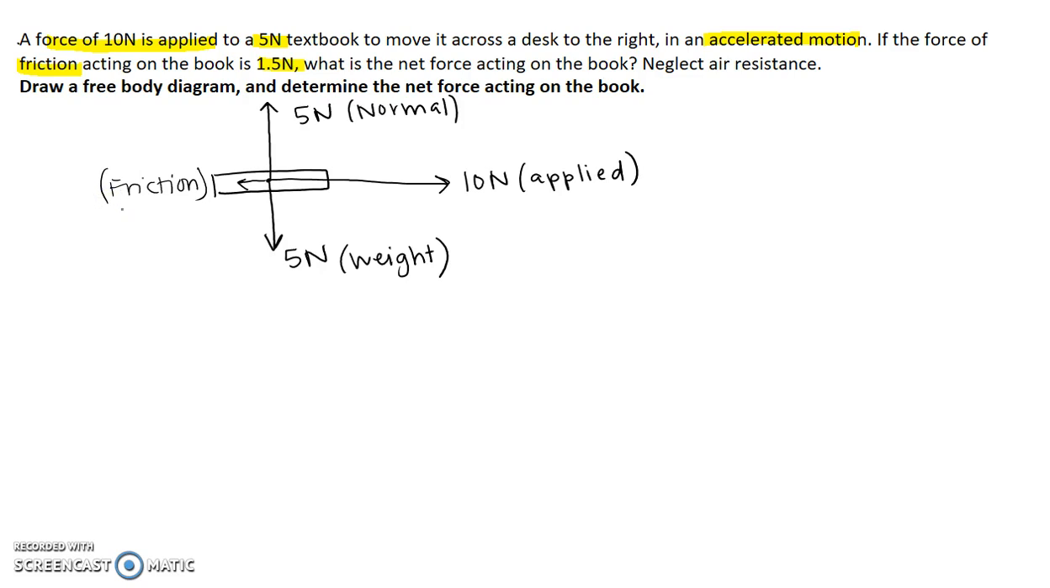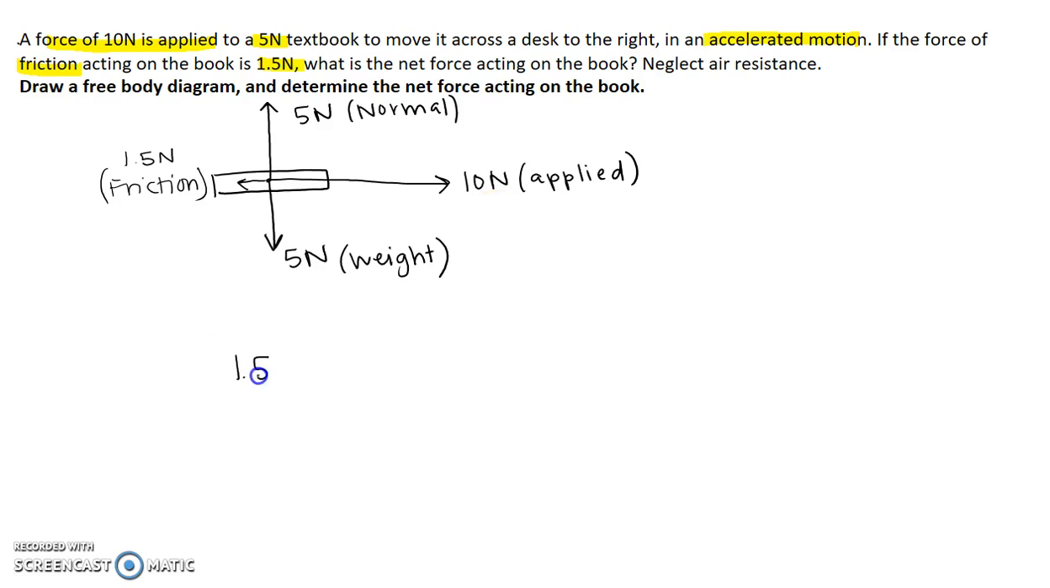Now I am looking for the net force. And so the net force is the difference between all the forces when you add them up together. So I have 5 down and 5 up, which means those cancel out to give me no net force up or down. On the right-hand side, I have 10 newtons. On the left-hand side, we forgot to give this a value here, we have 1.5 newtons for friction.